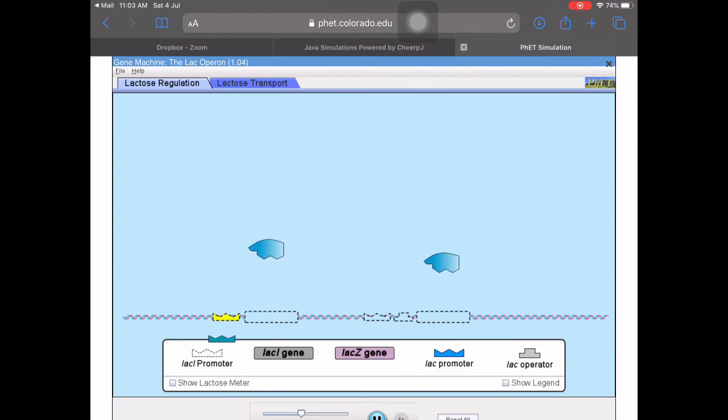So we have the Lac I promoter, and this is the Lac I gene which codes for the repressor protein. We have the Lac Z which codes for the enzyme beta-galactosidase, and the Lac promoter is over here, which should go to the promoter site, and this is the operator site where the RNA polymerase binds. So you can see it over here.